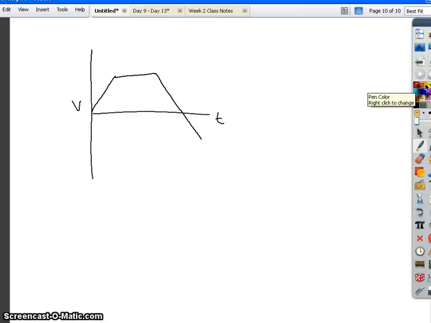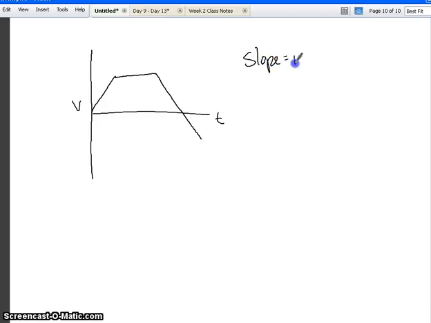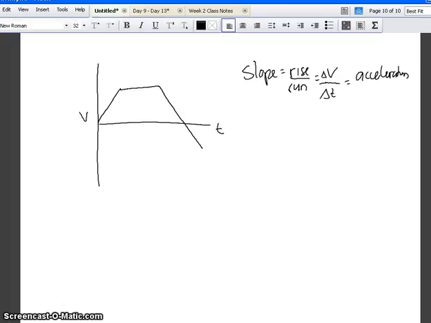If we look at the slope of this line, slope equals rise over run. The rise is the velocity, or the y-axis, so the change in velocity, over the change in time. And so if we look at the slope of a velocity time graph, we are going to get acceleration, because acceleration is the change in v over the change in t. However, on the flip side of that, what if we take the area of this piece?